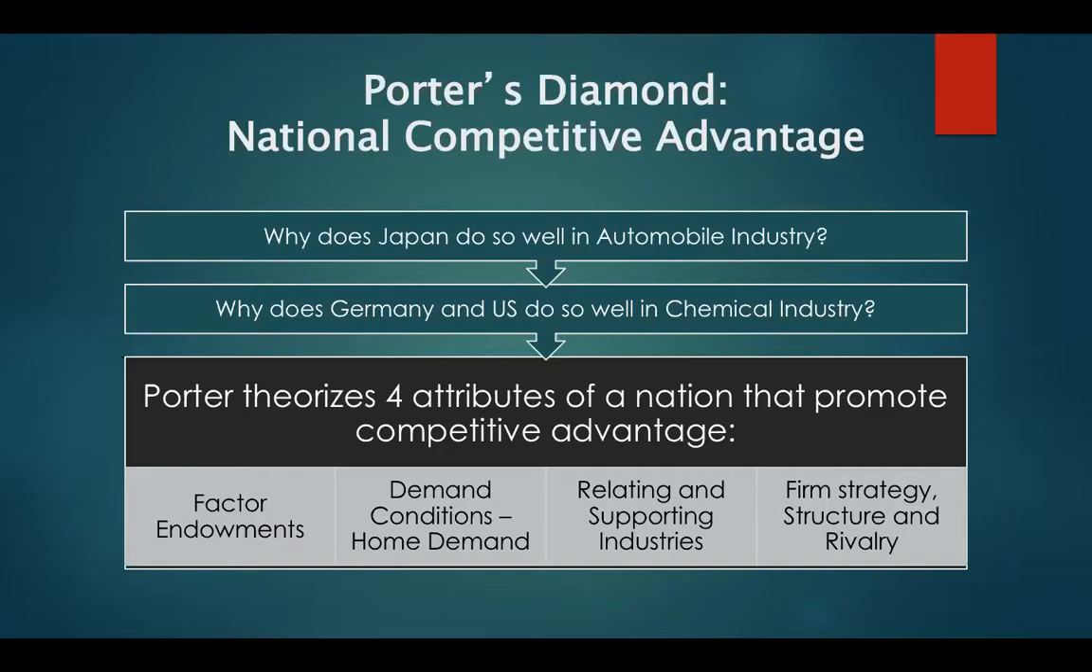He says you need to have factor endowments. Again, the same story: in the previous theory, we had seen these factor endowments: land, labor, capital, and organization. Here, Porter also talks about the same factors. And Porter adds demand conditions, home demand. There has to be home demand for a product in your own country. Otherwise, that industry will not be competitive in your country. So there has to be enough demand for that product in your country. And related and supporting industries.